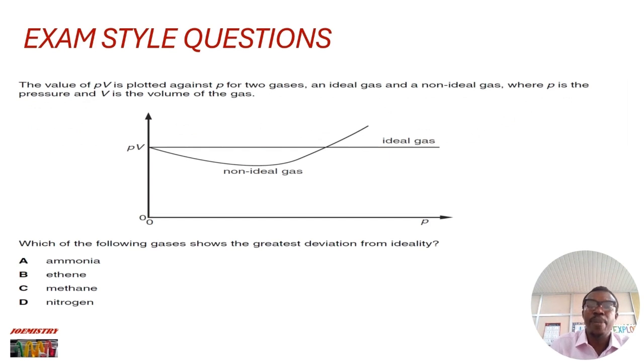So before us is a typical A-level chemistry examination question on ideal gases and non-ideal gases. The value of PV is plotted against P for two gases, an ideal gas and a non-ideal gas, where P is the pressure and V is the volume of the gas. So this is the graphical representation. You are now asked which of the following gases shows the greatest deviation from ideality. So please attempt this question.